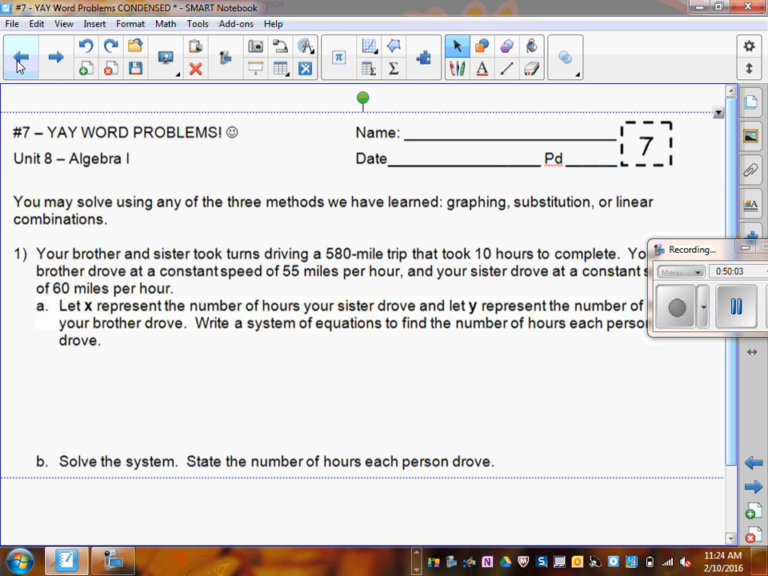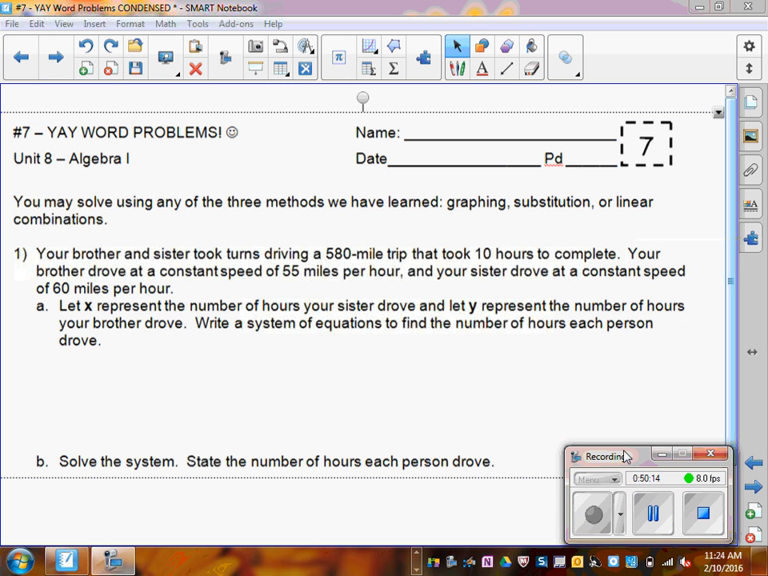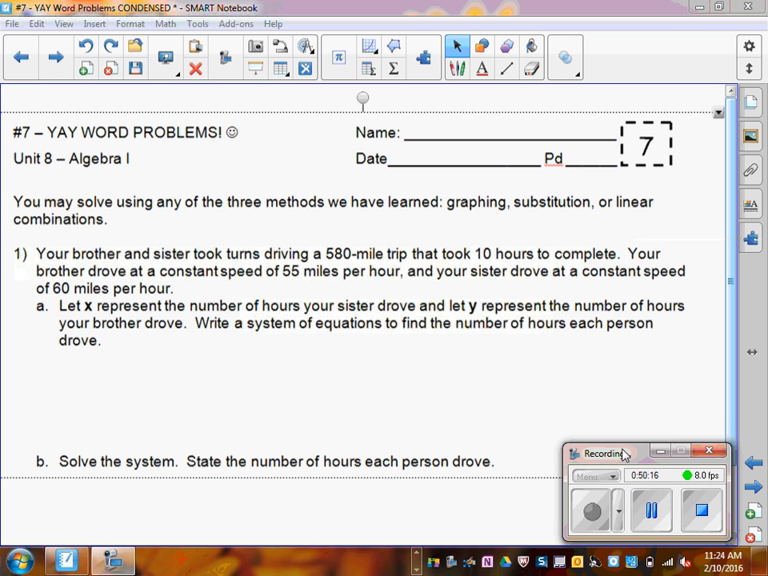Do that one next. Alright, a brother and sister took turns driving a 580-mile trip that took 10 hours to complete. Your brother drove at a constant speed of 55 miles an hour, and your sister drove at a constant speed of 60 miles an hour. Let x represent the number of hours your sister drove, and y represent the number of hours your brother drove. Write a system to find the number of hours each person drove.